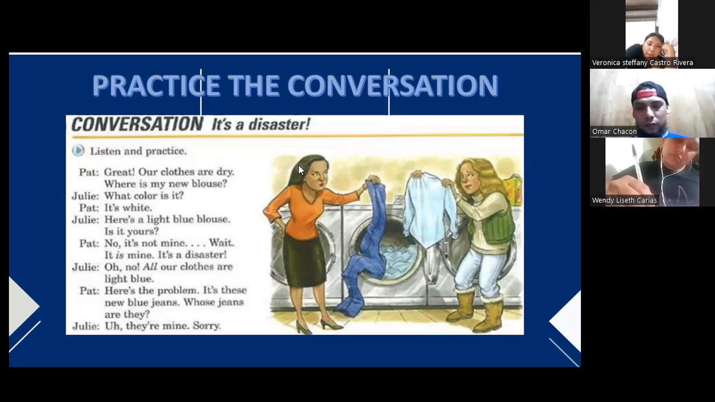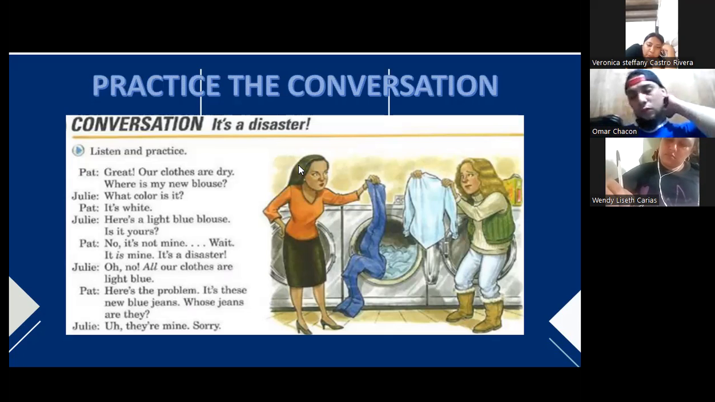Great, our clothes are dry. Where is my new blouse? What color is it? It's white. Here's a light blue blouse. Is it yours? No, it's not mine. Wait. Is it mine? It's a disaster. Oh no, all our clothes are light blue. Here's the problem. It's these new blue jeans. Whose jeans are they? Oh, they are mine. Sorry.